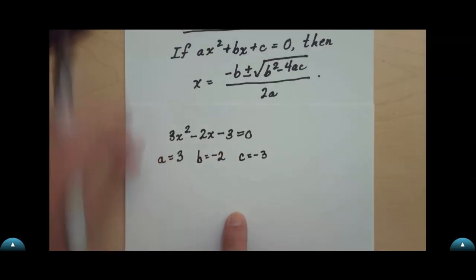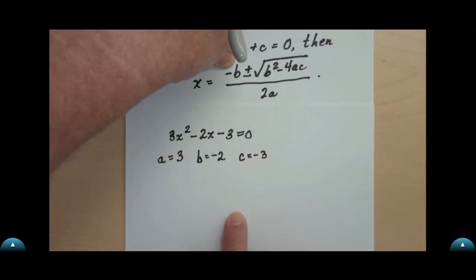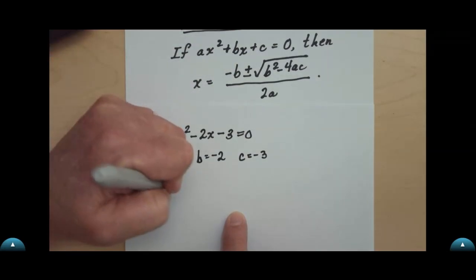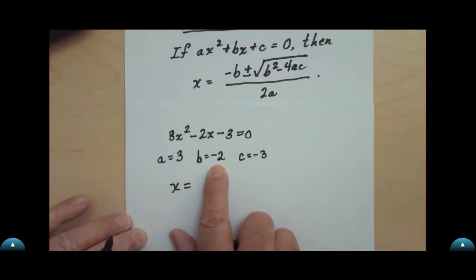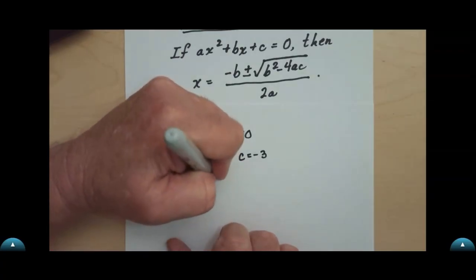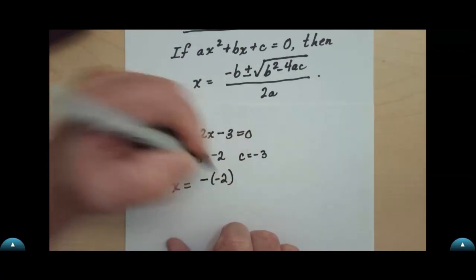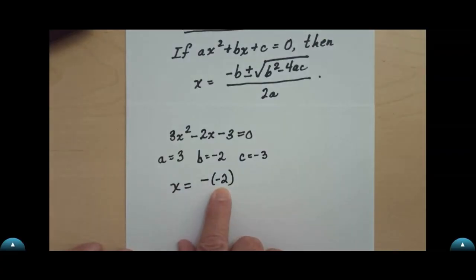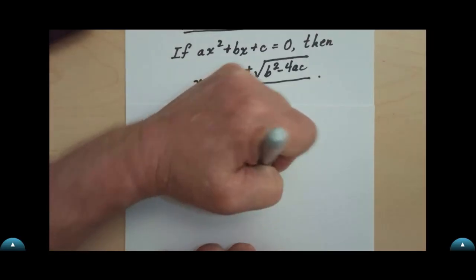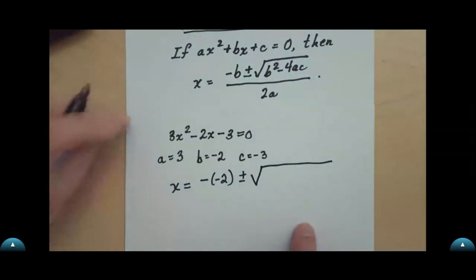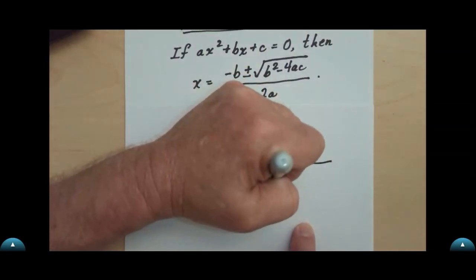Now we're going to plug those numbers into the quadratic formula exactly where it tells us to. So x equals negative b. Well, that's going to be the negative of negative 2. So whatever number b is, you put it right here, but you put a negative in front of it. If b had been positive 2, of course, we'd have negative 2, minus 2 here. But it's minus negative 2 plus or minus the square root of b squared. Well, that's negative 2 squared.